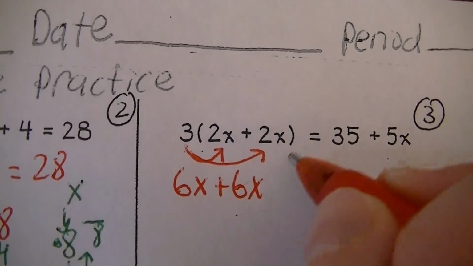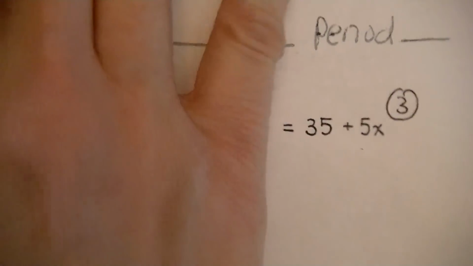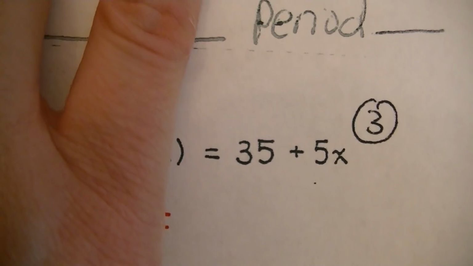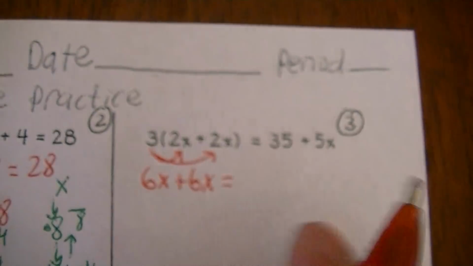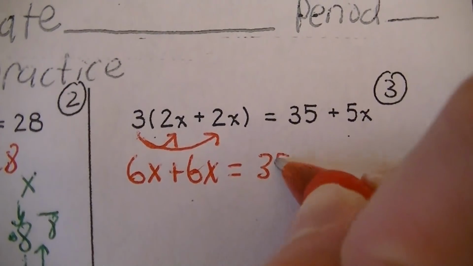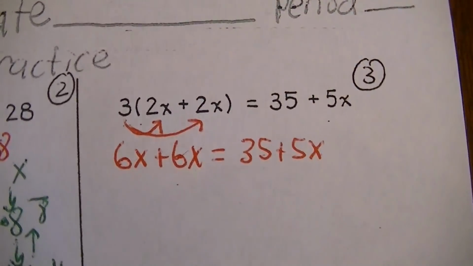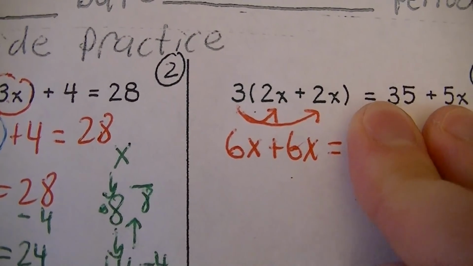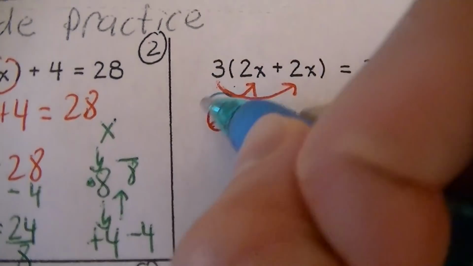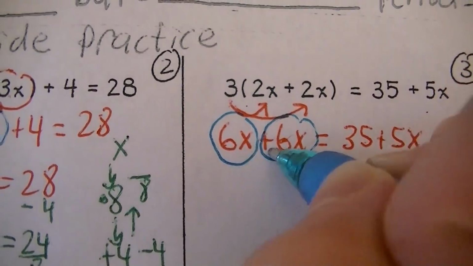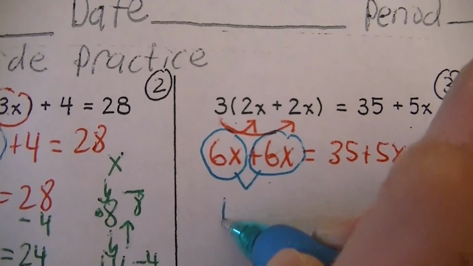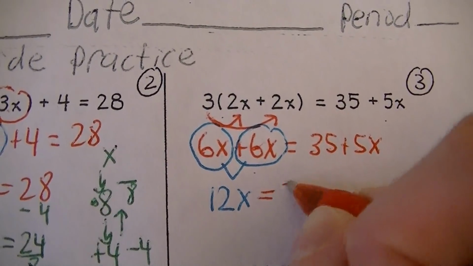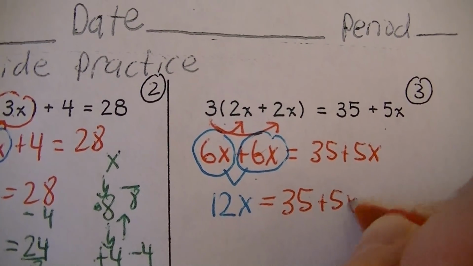Okay? And then bring down your equal sign. Over here, we cannot simplify that because we can't go 35 plus 5x because those are not like terms. So all you do is just bring them down, please. Okay? Well, right there, you can hopefully see that you need to simplify that. They're on the same side of the equal sign, so we can simplify those. 6x plus 6x, that's 12x. And then on that other side, like I've mentioned before, you can't simplify that. So you just bring it down.